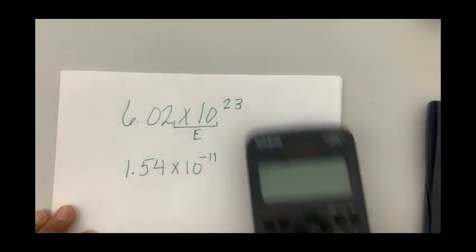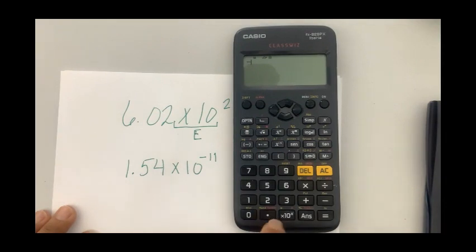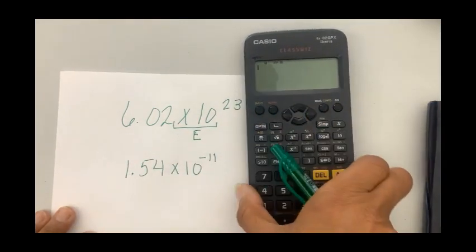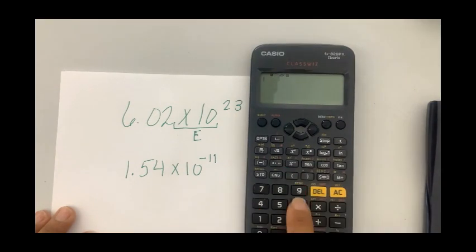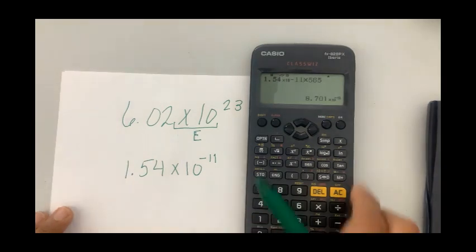I have a couple of other ones. If you have a Casio like this one, the scientific notation button is just written as times 10 to the x here. So the way that you would do this number here, 6.02 times 10 to the 23rd, you would put in 6.02 times 10 to the exponent, and then you would just put in the 23. And again, if you hit enter, you're going to get the same number, all right? Negative is the same, 1.54 times 10 to the, use the negative button, not the minus button, negative 11.